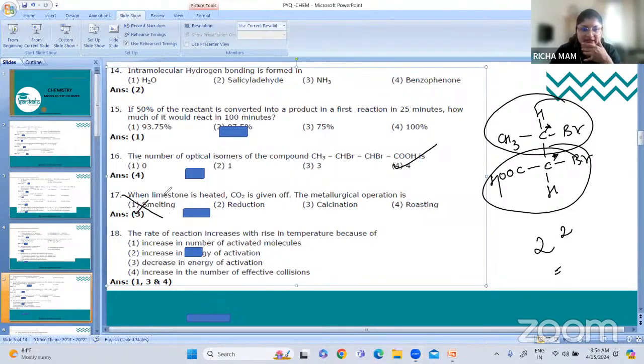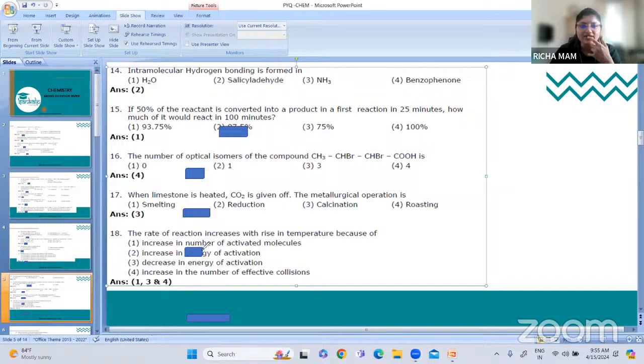So this is from metallurgy, leave it. So next question is the 18th one. Go through the 18th question. The rate of reaction increases with rise in temperature. Why does the rate of reaction increase with the rise of temperature? Options: increase in number of activated molecules, increase in energy of activation, decrease in energy of activation, increase in the number of effective collisions.